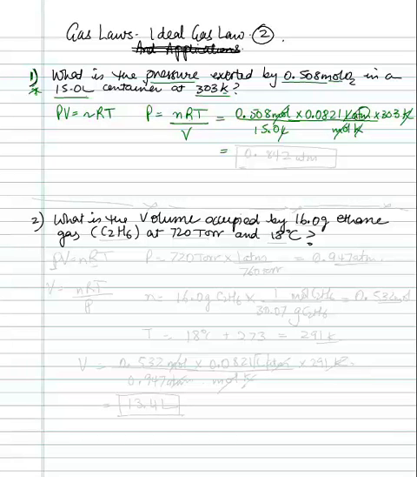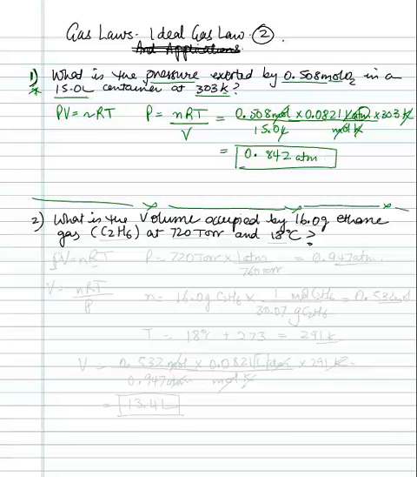Which is what we are calculating for: 0.842 atmosphere. That would be the final answer for this calculation. So pretty easy to do, so long as you have all the numbers. So here, let's take another example now.